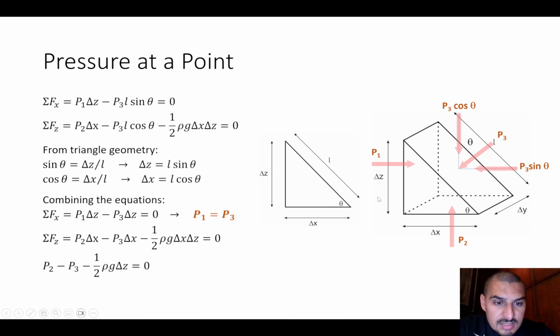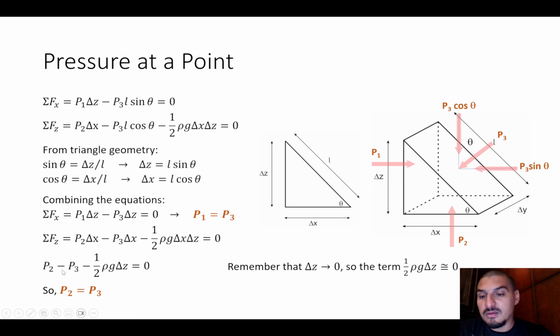Remember that this element that we took from the fluid is a differential element, which means that it's very, very small, and the value of delta z is very small compared to the pressures. We don't cancel it in general, but we cancel it here because it is a very tiny dimension compared to the pressures, which makes this term negligible compared to P2 and P3. So we can ignore this term, and we end up with P2 equals P3. From these two equations, P1 equals P3 and P2 equals P3, so P1 equals P2 equals P3.